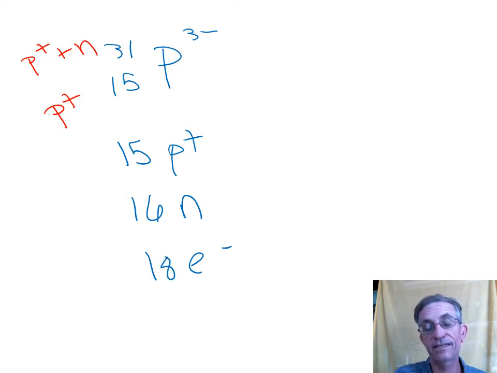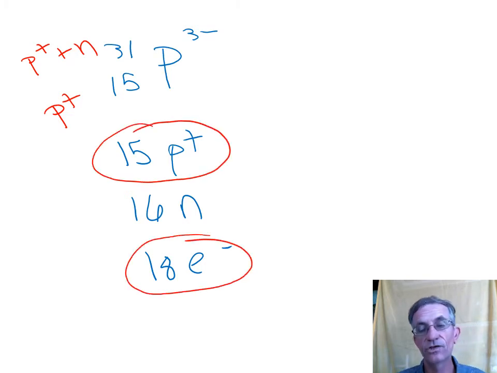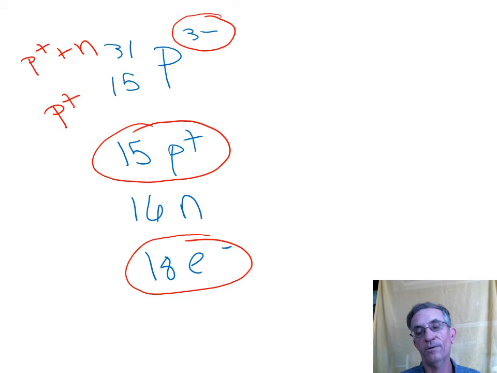18 works, doesn't it? I hope, because 18 negatives, 15 positives, you put it together, there should be an extra 3 negatives. That's what that number up there was telling me. There's an extra 3 negatives. So having 18 electrons would make sense as far as going with that charge.